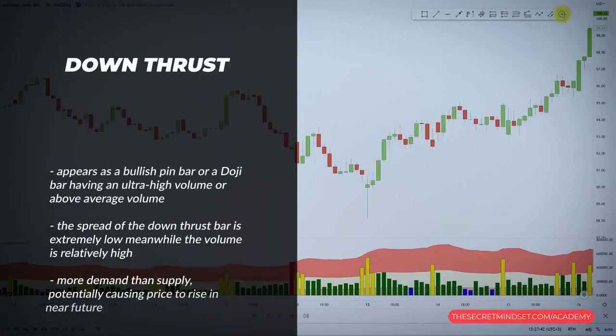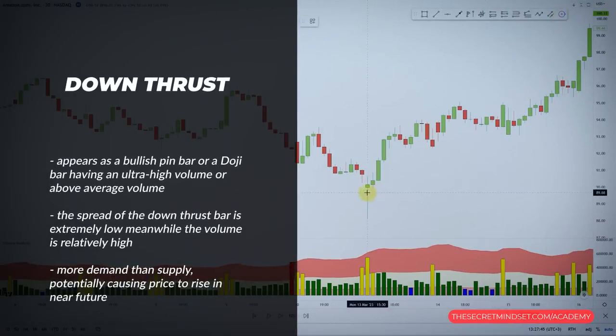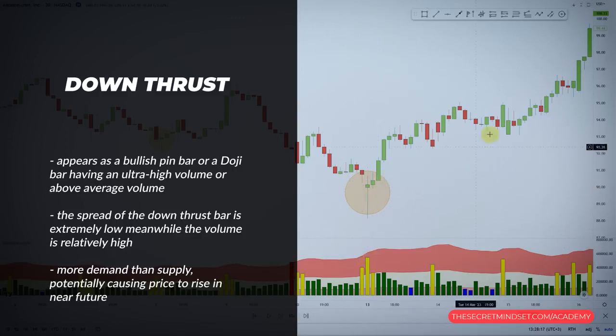Based on this, here are the best sign of strength volume patterns for day trading. First is the downthrust. The downthrust appears as a bullish pin bar or a doji bar having ultra-high or above average volume. The spread of the downthrust bar is extremely low, meanwhile the volume is relatively high. VSA implies that if the spread is low, then the volume should also be low. But in this case, there is a divergence between spread and volume. So there is more demand than supply, potentially causing price to rise in the near future.